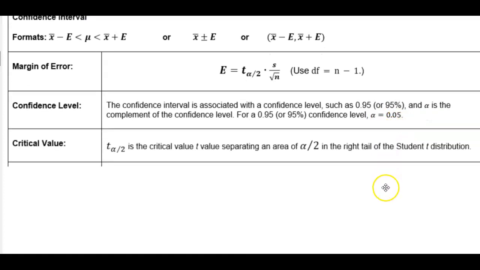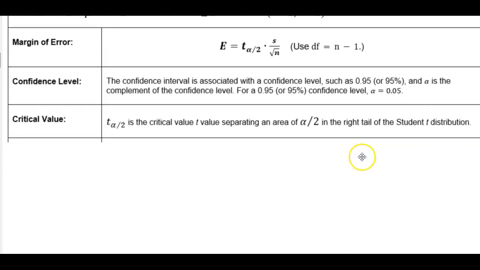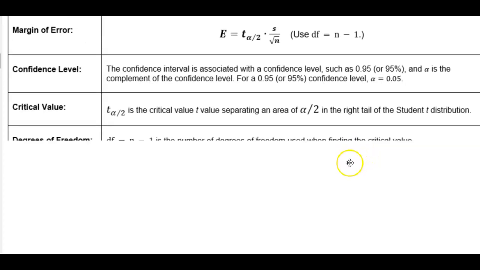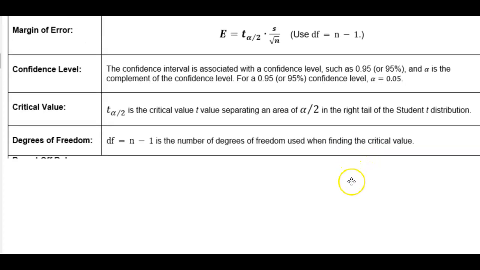Critical value. T subscript alpha divided by 2 is the critical t value separating an area of alpha divided by 2 in the right tail of the student t distribution. Degrees of freedom, abbreviated as df, is equal to n minus 1, the number of degrees of freedom used when finding the critical value.